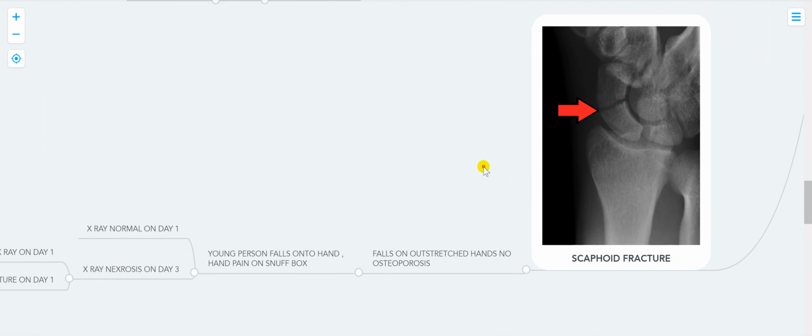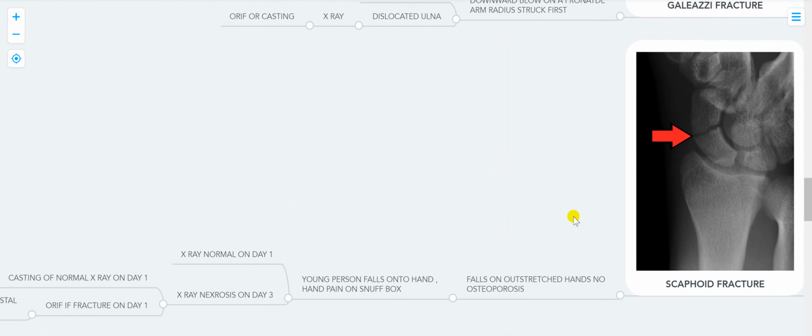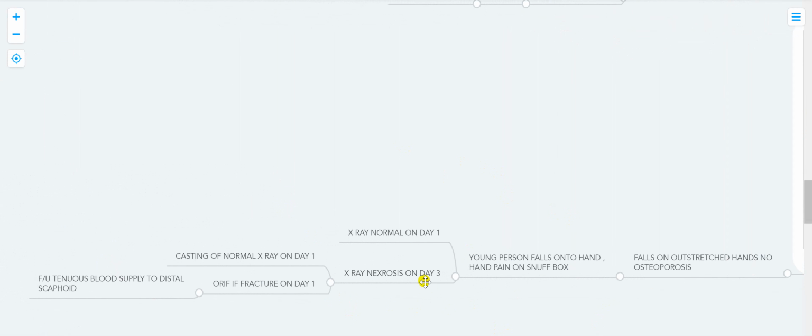The scaphoid fracture, usually falling onto the hand, young people, pain in the snuffbox. If the X-ray shows a normal scaphoid on day 1, then you do casting. If there's a fracture on day 1, you do open reduction internal fixation. And how do you diagnose it? By bringing the patient back in a week, and then you find what? Necrosis.